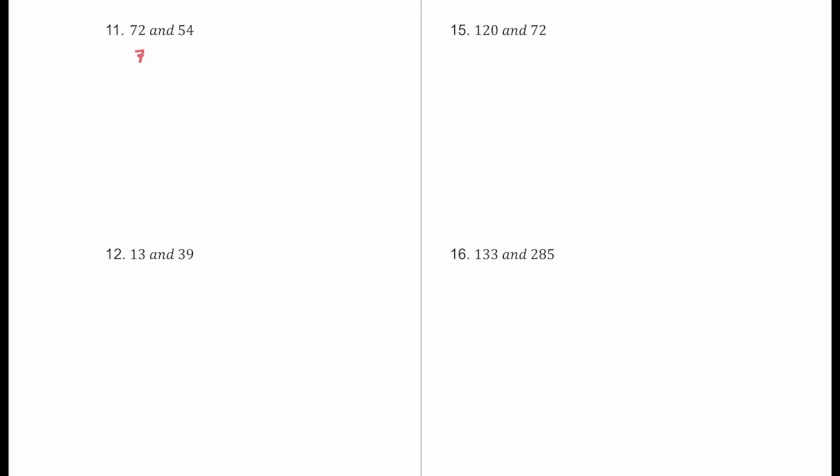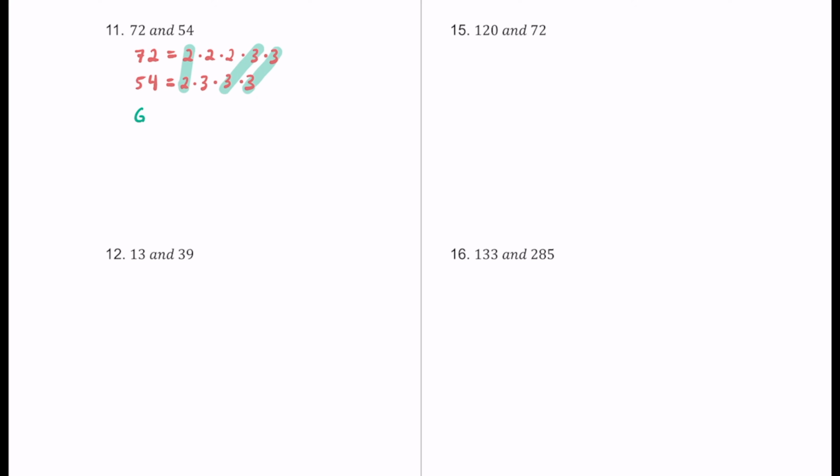So for 72, let's see, that's 8 times 9, but we know 8 breaks into 2, 2, 2, and 9 breaks into 3 and 3. And for 54, 54 breaks into 6 times 9, but 6 breaks into 2 times 3, and 9 breaks into 3 times 3. So that should be the prime factorization. They both have a 2, they both have a 3, and it looks like they both have another 3.